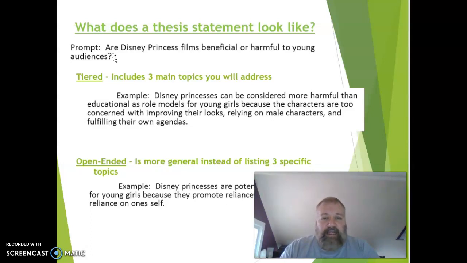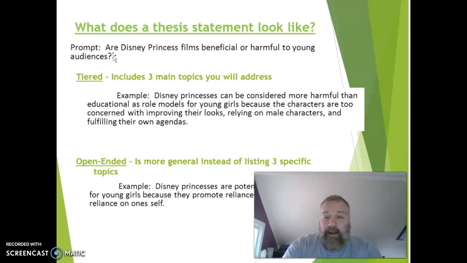So if you wanted to go with a tiered thesis, you could say Disney princesses can be considered more harmful than educational as role models for young girls because the characters are too concerned with improving their looks, relying on male characters, and fulfilling their own agendas. I think that Disney movies have changed. It's not the case anymore for princess movies, but I mean, I'm not completely sure.